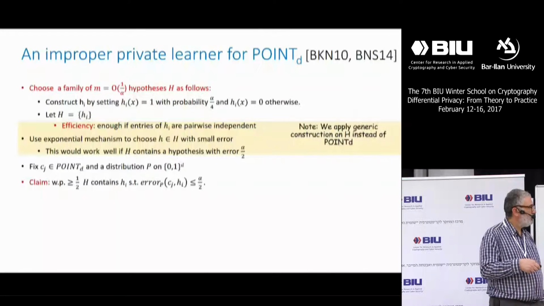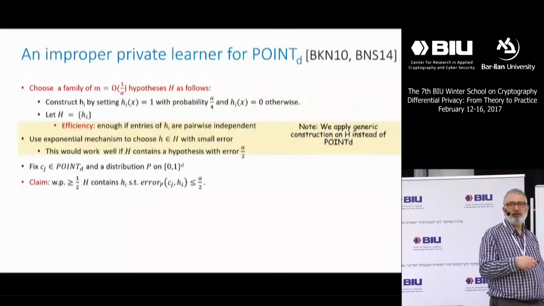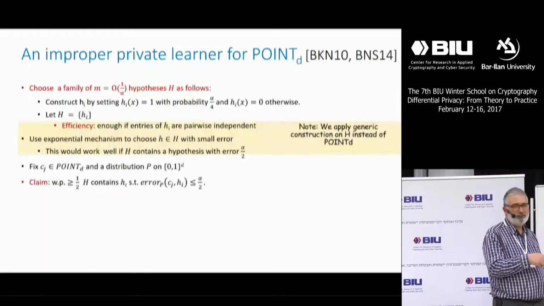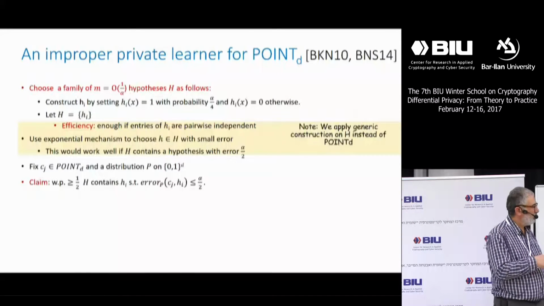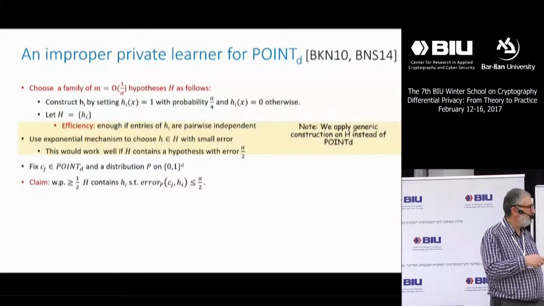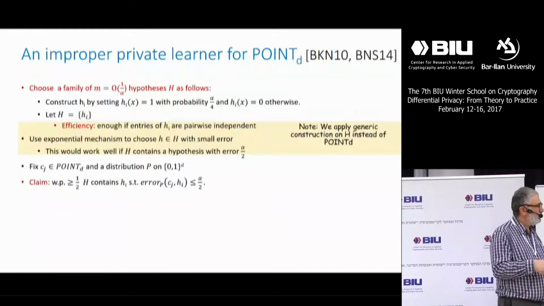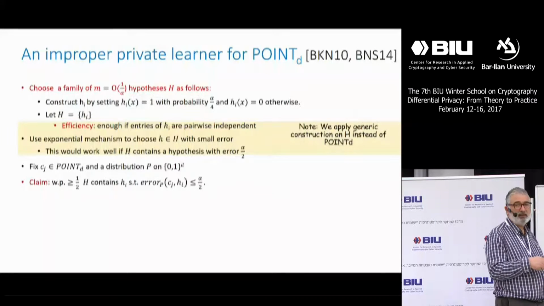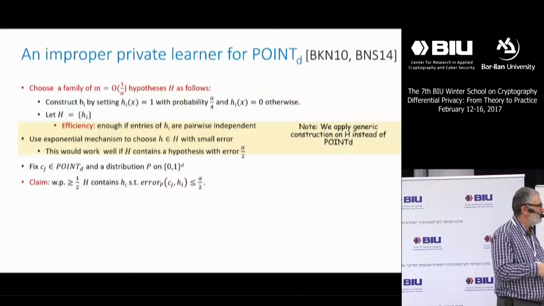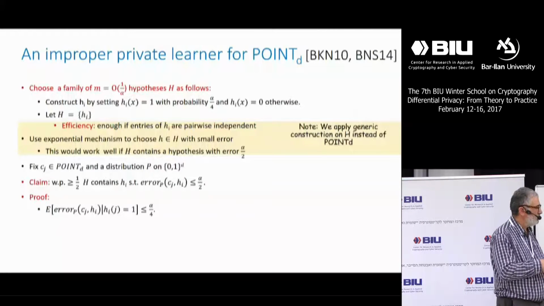So that's the claim. Let's say with probability at least 1/2. You could plug in better parameters here. So we can make the probability 1 minus beta, but let's say with probability at least half, this set contains a hypothesis that has small error, say alpha over 2. Here's the proof. As you see, I don't need much space for the proof.